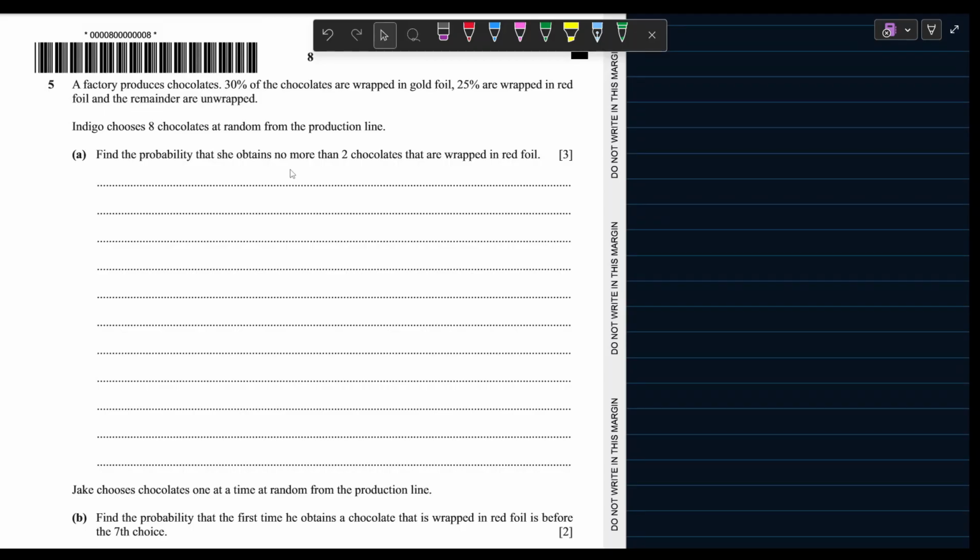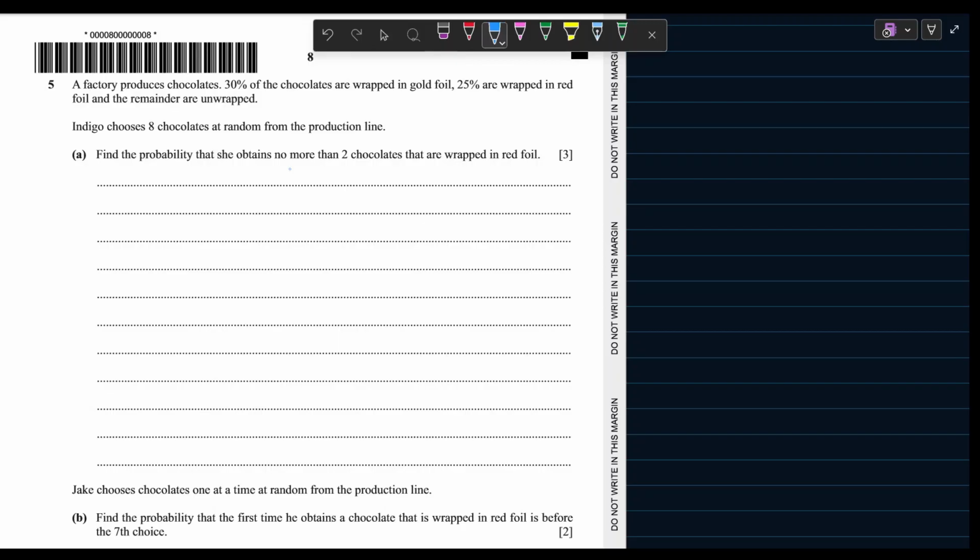Number 5. A factory produces chocolates. 30% of the chocolates are wrapped in gold foil, 25% are wrapped in red foil, and the remainder are unwrapped. Indigo chooses 8 chocolates at random from the production line. Part A. Find the probability that she obtains no more than 2 chocolates that are wrapped in red foil.